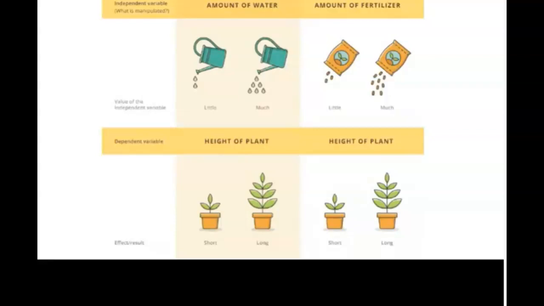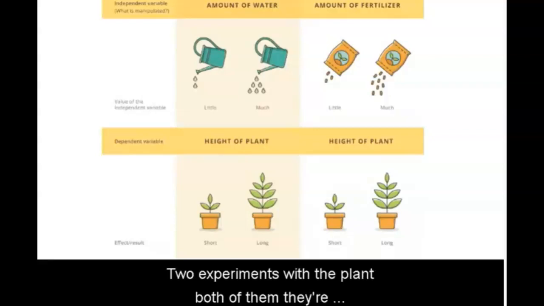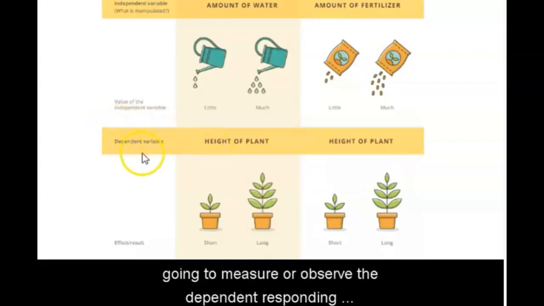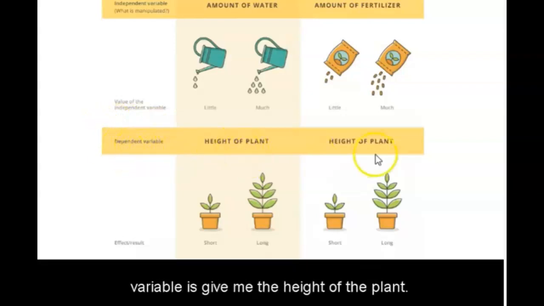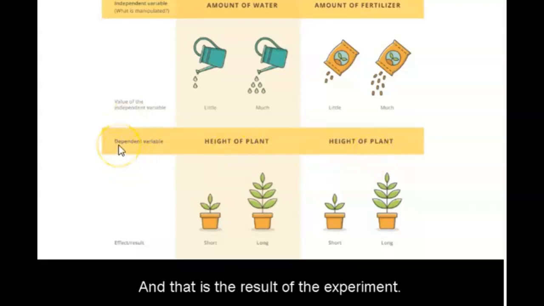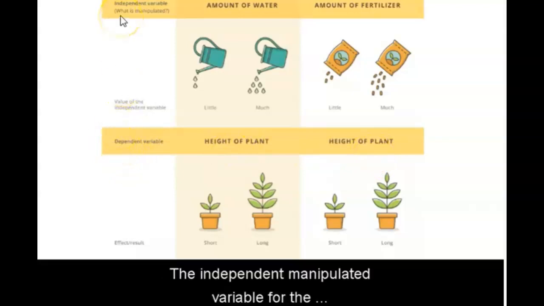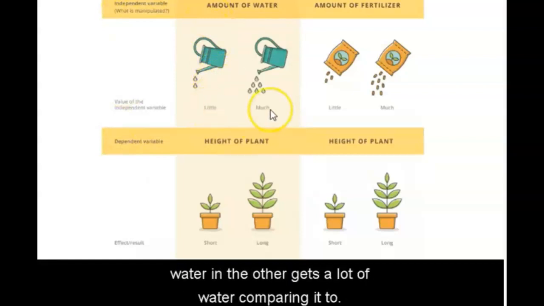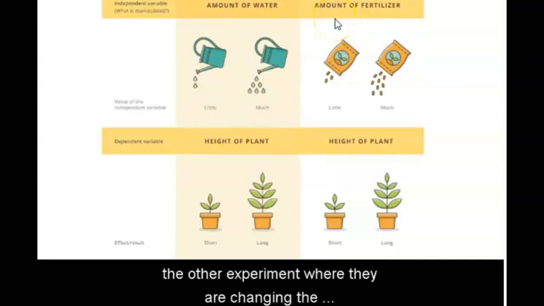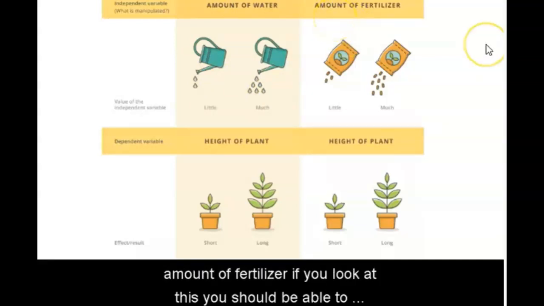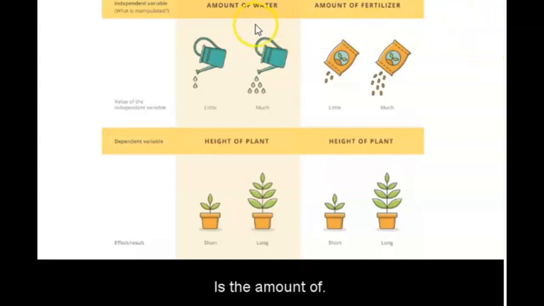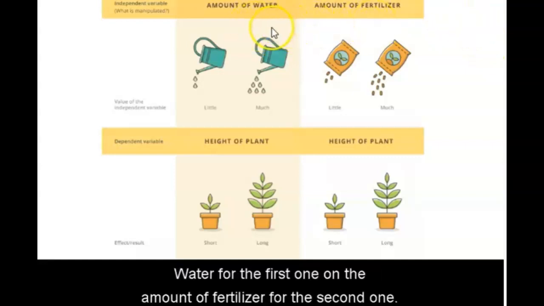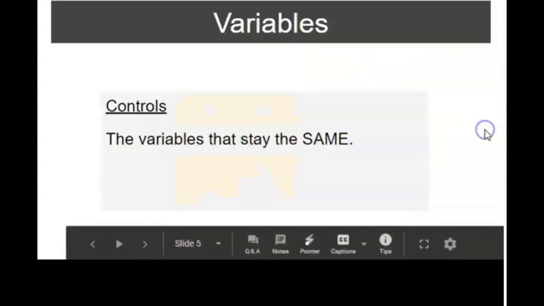Here you have two experiments with a plant. Both of them, they are going to measure or observe the dependent responding variable, which is going to be the height of the plant. Okay, that is the result of the experiment. The independent manipulated variable for the first one is the amount of water. One gets a little bit of water and the other gets a lot of water. Comparing it to the other experiment where they are changing the amount of fertilizer. If you look at this, you should be able to tell me manipulating is the amount of water for the first one and the amount of fertilizer for the second one. And then they're measuring the height.